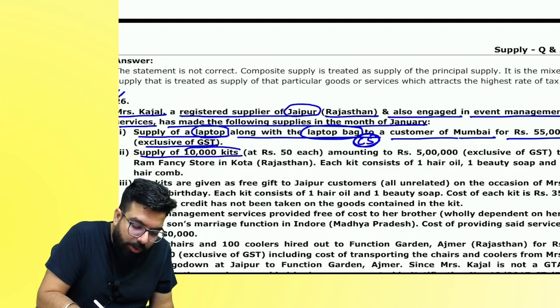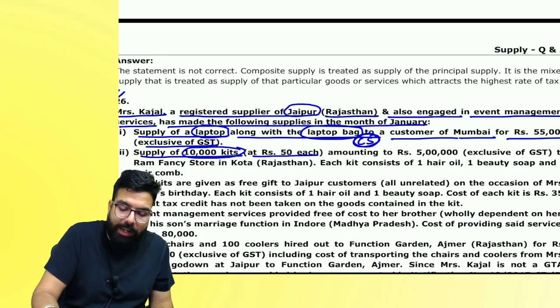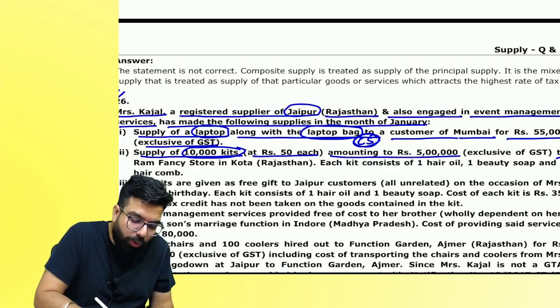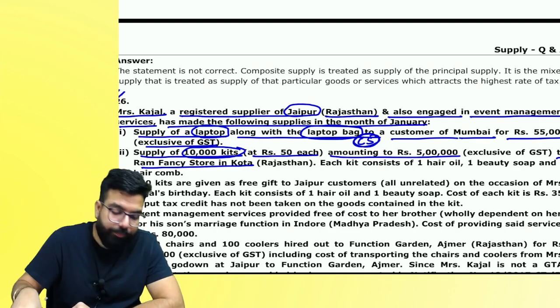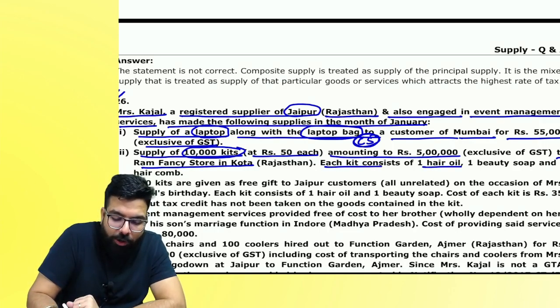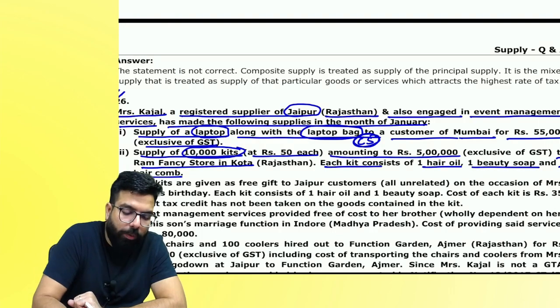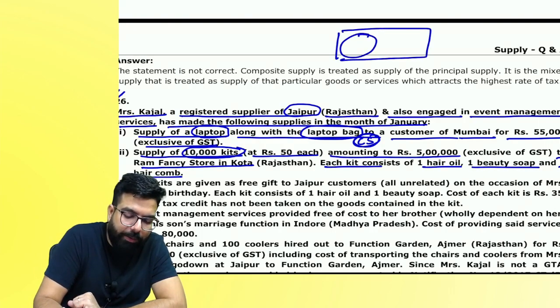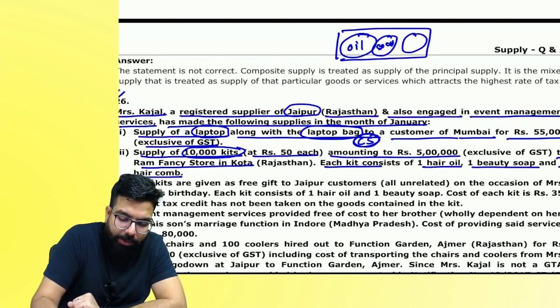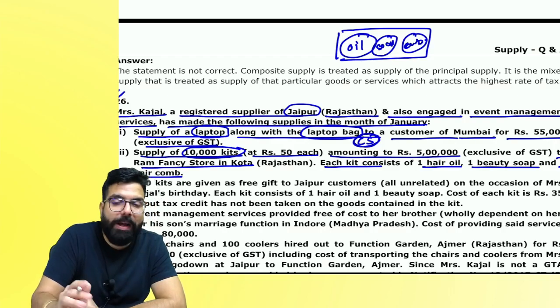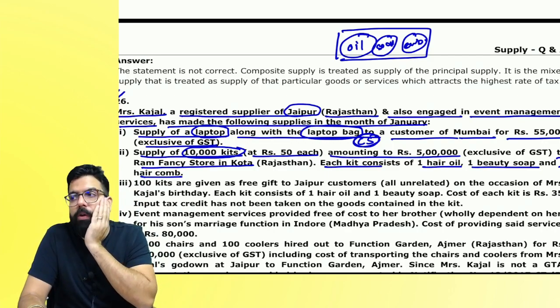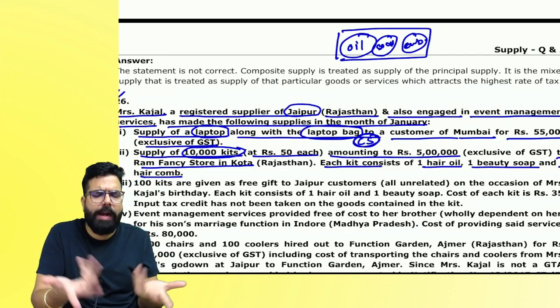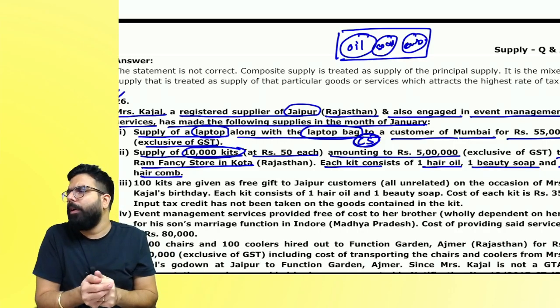Supply of 10,000 kits at 50 rupees each, amounting to 5 lakh, to Ram Fancy Store. So, I supplied one kit. Each kit consists of one hair oil, one beauty soap, and one hair comb. So, I am making one box. In that, I am giving what? Hair oil. I am giving what, everyone? Soap. And I am giving what, everyone? Comb. Now, my question over here is, is it composite supply? Is it a natural bundle? Why? You can add anything else also. It's an unnatural bundle. Correct, everyone?